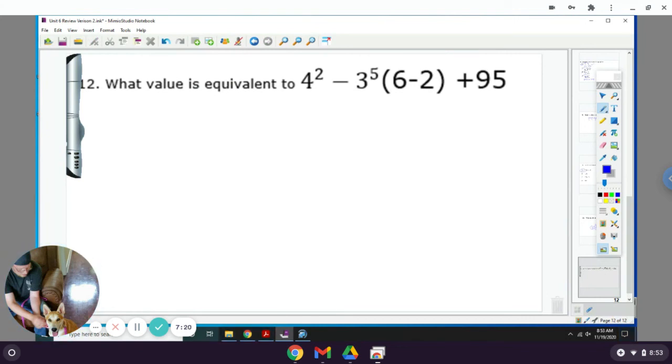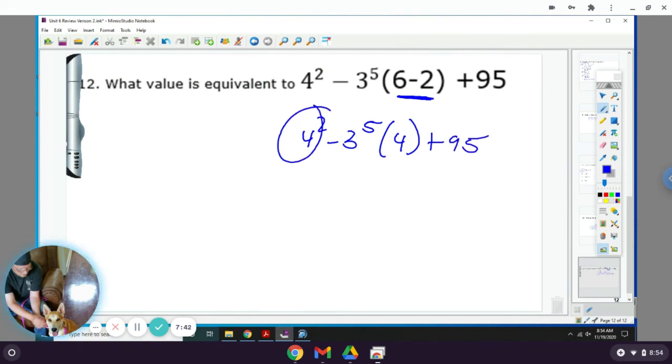Okay, next one is what value is equivalent to 4 squared minus 3 to the 5th power, parentheses 6 minus 2, plus 95. So we're going to do the order of operations, and we're going to do the parentheses first. So we're going to do 6 minus 2. So we're going to rewrite it. 6 minus 2 is 4, plus 95. So now we're going to do our exponents. I'm going to do this exponent first because it comes left to right.